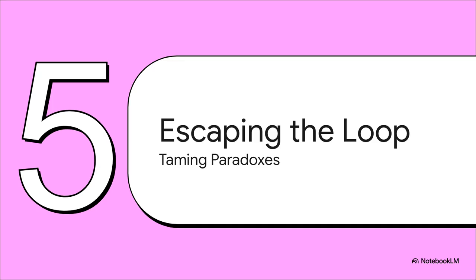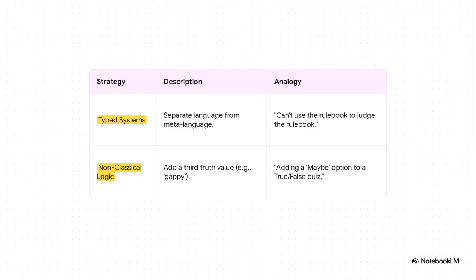So is that it? Is logic just fundamentally broken? Is the whole system a bust? Well, not quite. Logicians and computer scientists are a pretty clever bunch, and they've figured out some ingenious ways to work around these paradoxes, to tame them so they don't bring the whole system crashing down. There are basically two main escape hatches. The first one is called typed systems.